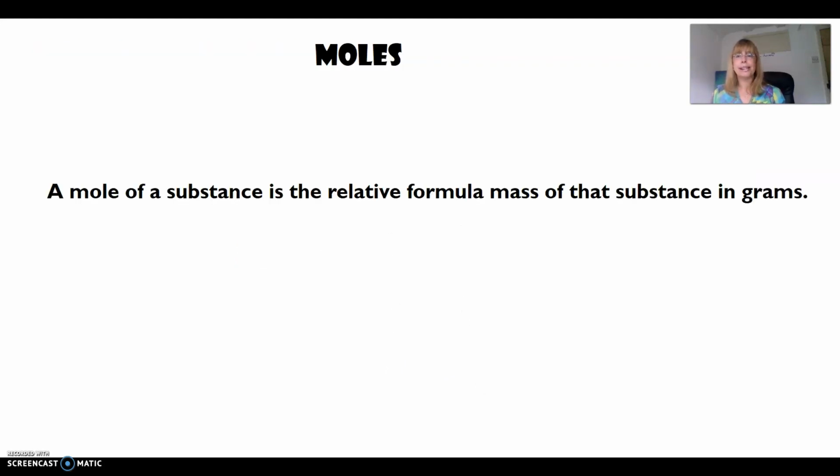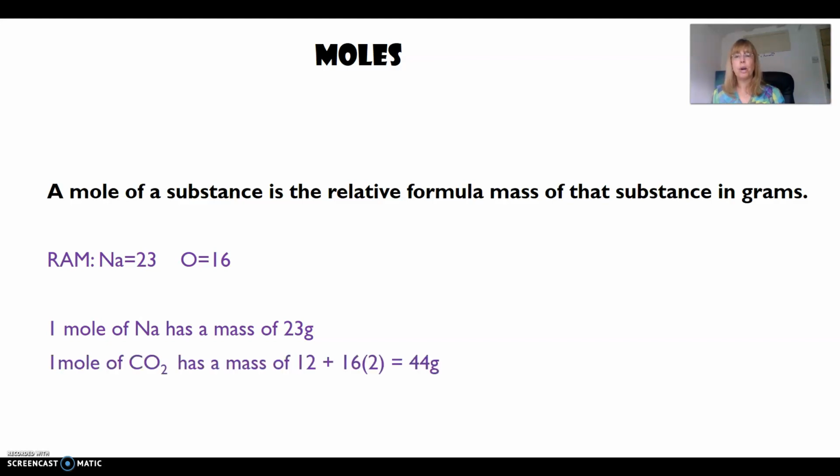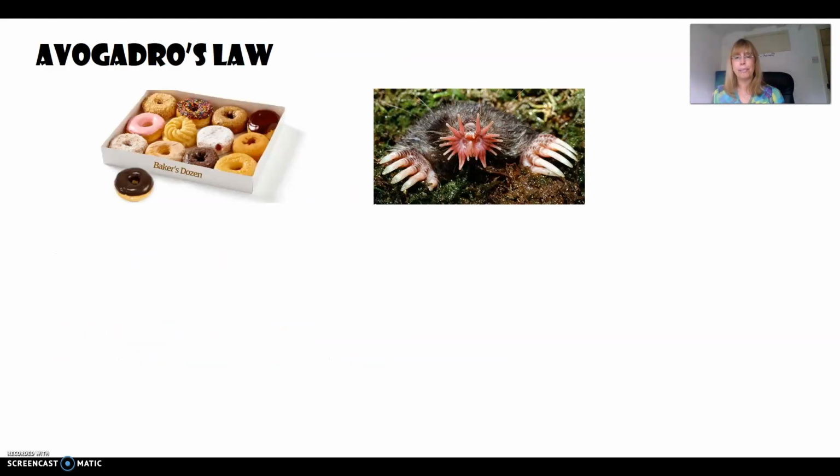Moles, we love moles. A mole of a substance is the relative formula mass of that substance in grams. What does that mean? Simply this. If I want to know how much a mole of sodium is, it's 23 grams. If I work out the relative formula mass of carbon dioxide, it's 44. A mole of carbon dioxide will have a mass of 44 grams.